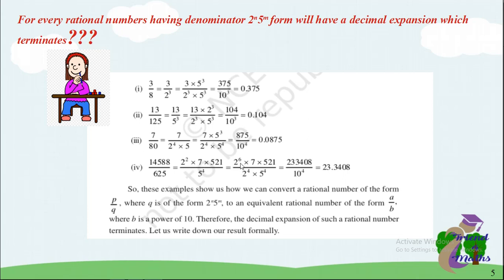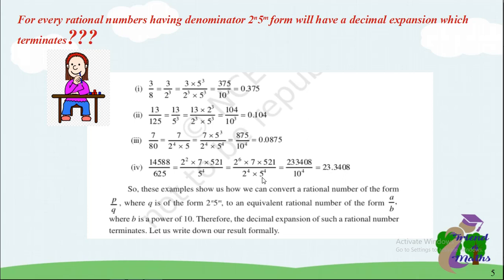So we get 2 raised to 6 into 7 into 521, divided by 2 raised to 4 into 5 raised to 4. That will be equal to 2,33,408 divided by 10 raised to 4. That is equal to the decimal expansion 23.3408, which is a terminating decimal expansion of this rational number with a denominator of the form 2 raised to n into 5 raised to m.